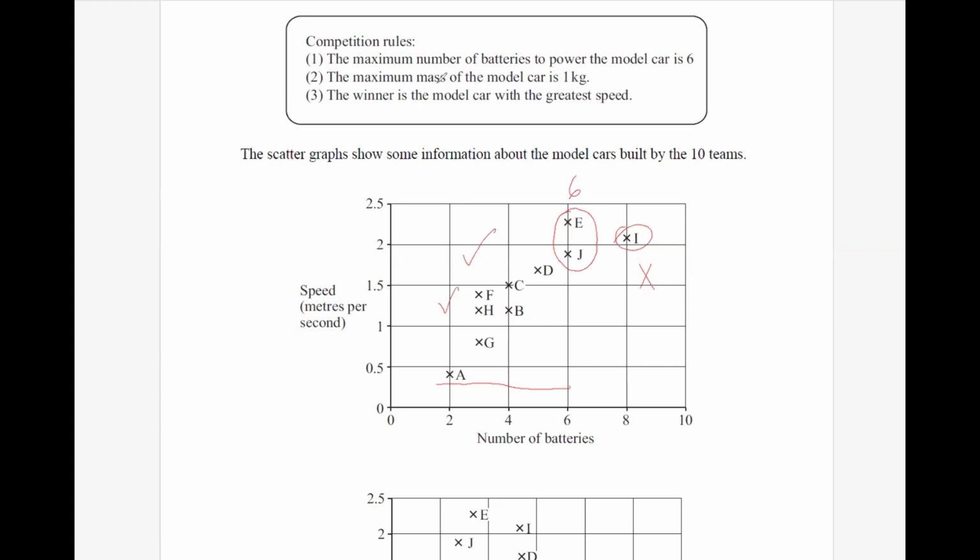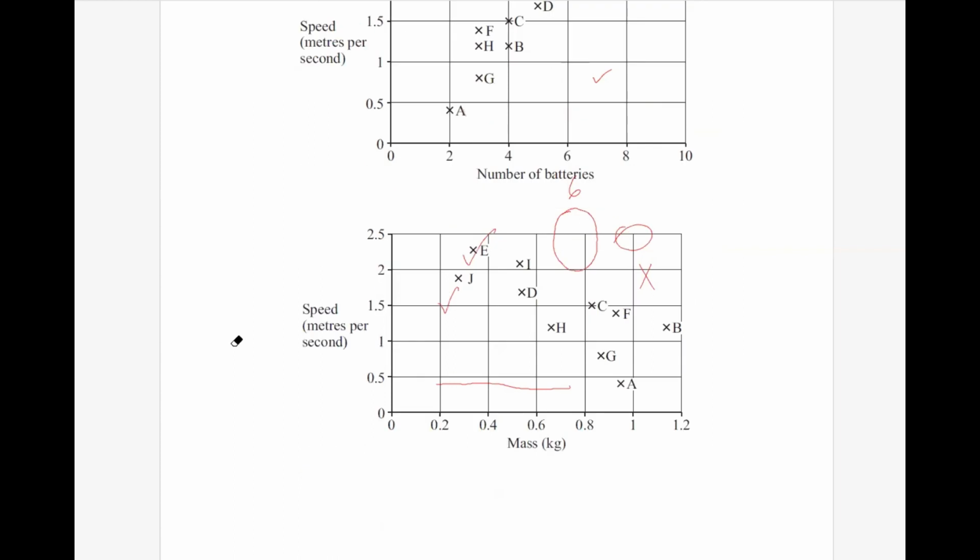Okay. Then the maximum mass of the model is 1 kg. Now we just look at the mass. Maximum mass is 1 kg. That means this is not permissible. So all from A till J are permissible.